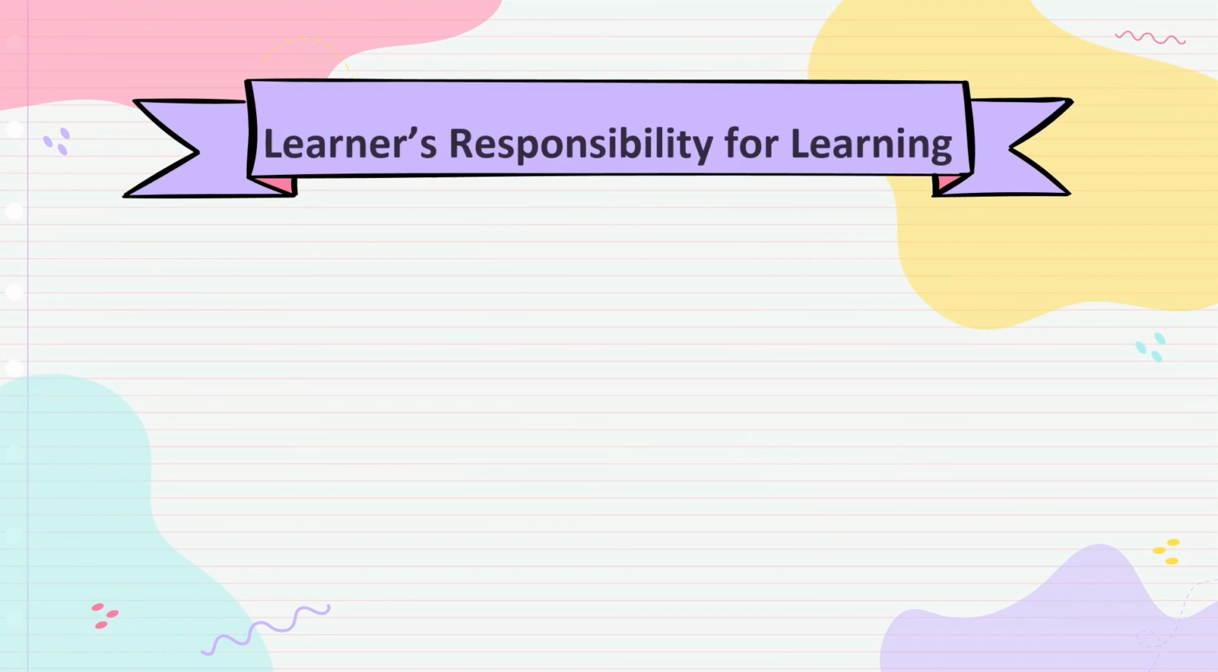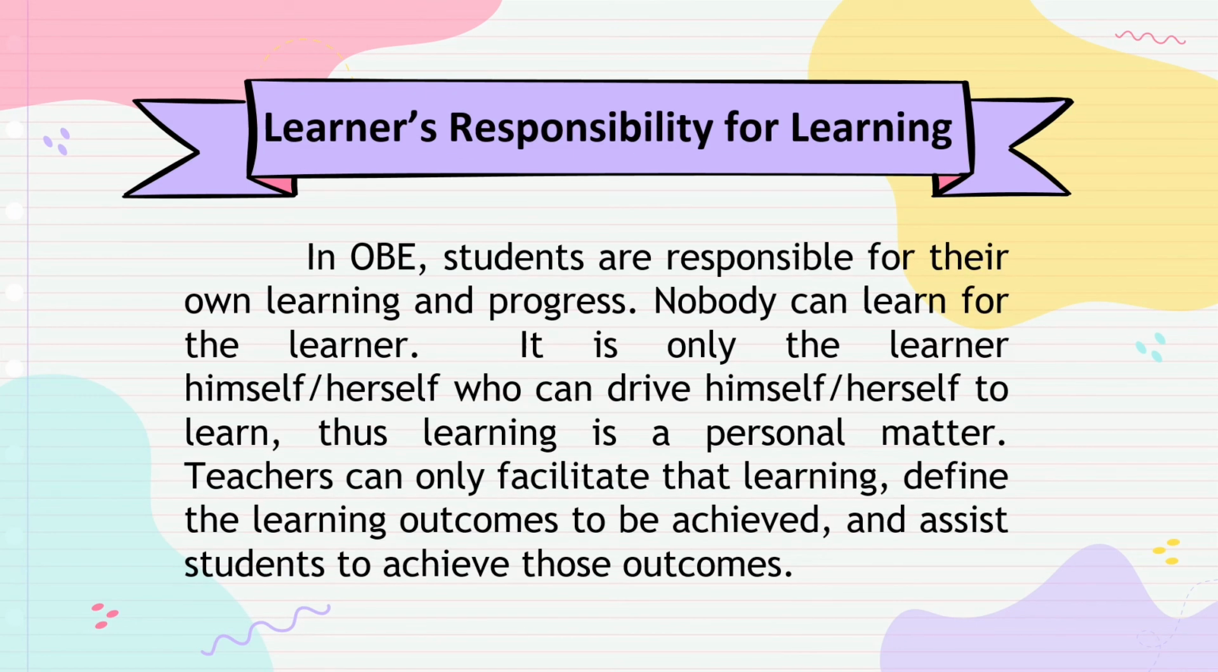Learners' responsibility for learning. In OBE, students are responsible for their own learning and progress. Nobody can learn for the learner. It is only the learner himself or herself who can drive himself or herself to learn. Thus, learning is a personal matter. Teachers can only facilitate that learning, define the learning outcomes to be achieved, and assist students to achieve those outcomes.